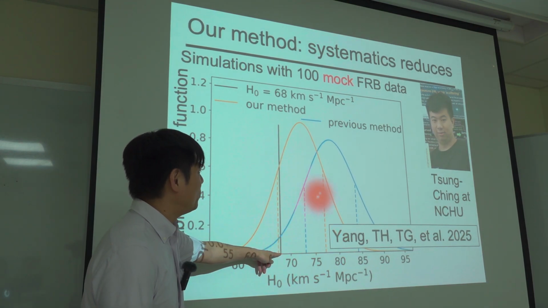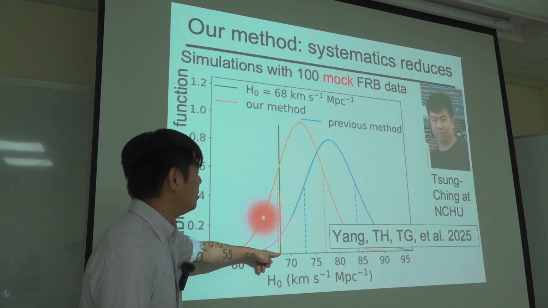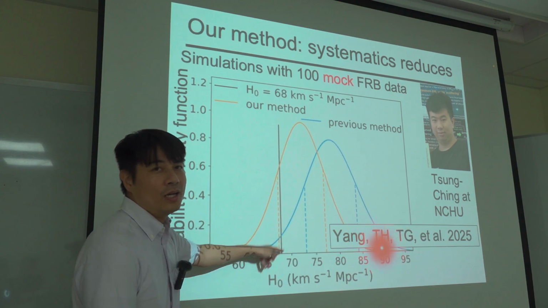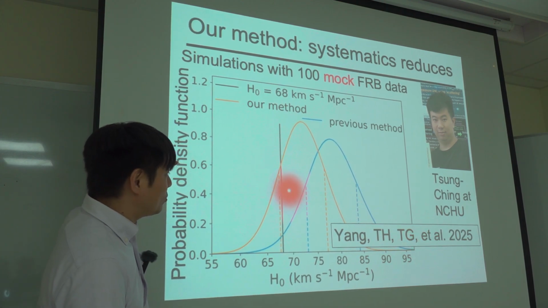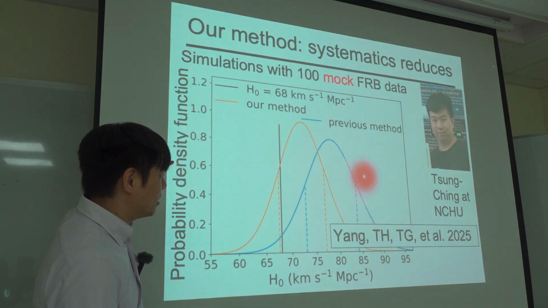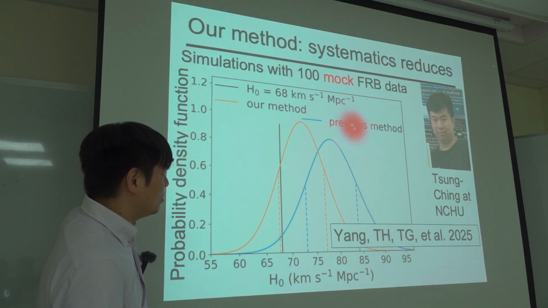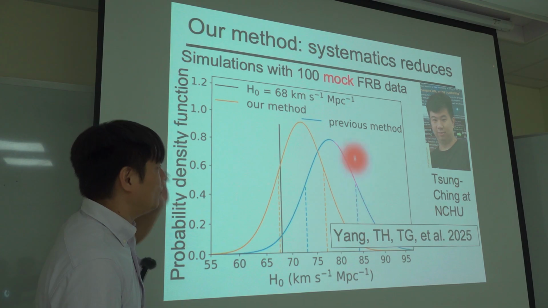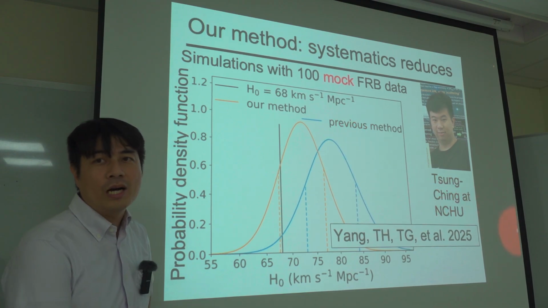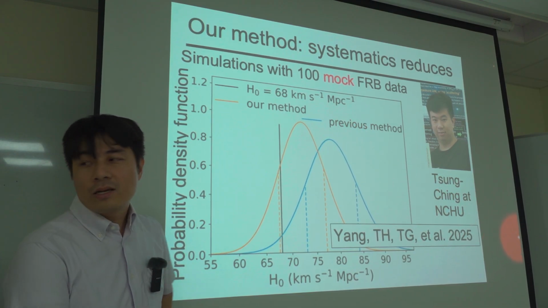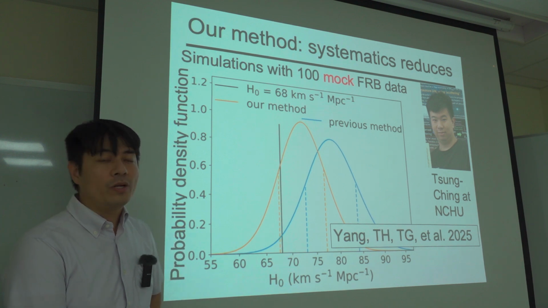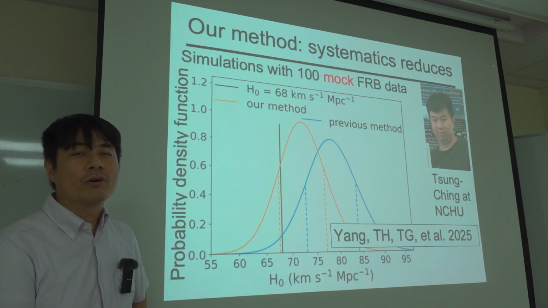This PDF is significantly deviated by more than 1 sigma. 1 sigma is shown by this dashed vertical line here. So this is statistically significantly deviated from the true answer. So I can say that this previous method gets the wrong answer. Okay?